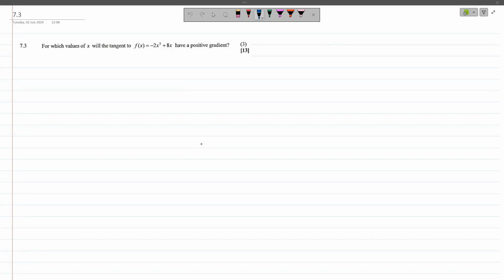7.3 says, for which values of x will the tangent to f of x have a positive gradient? So for which values of x will this have a positive gradient? When we deal with gradient, we do the first derivative.